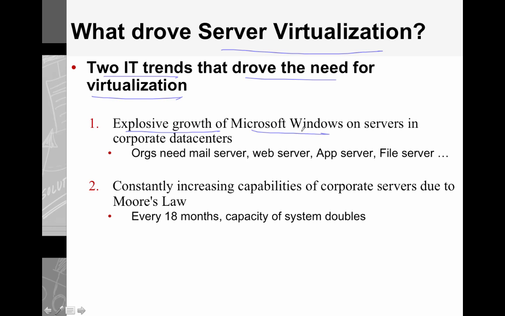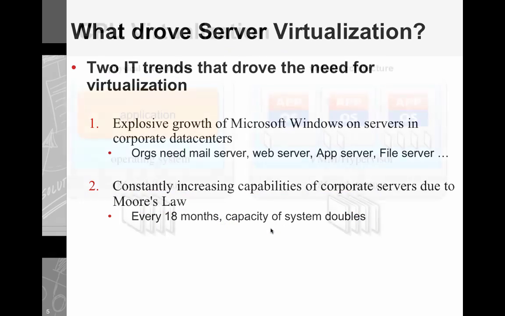And over time, with the constant increasing capabilities of the corporate servers due to Moore's law, which basically says that every 18 months the capacity of the system doubles, many corporations ended up having servers that have a lot of capacity, a lot of RAM, a lot of storage, a fast I/O device, network card, fast network, and fast CPUs. So what do you do with it? Well, could we share them? Could we use virtualization to consolidate all these different servers? And that's what really drove server virtualization.